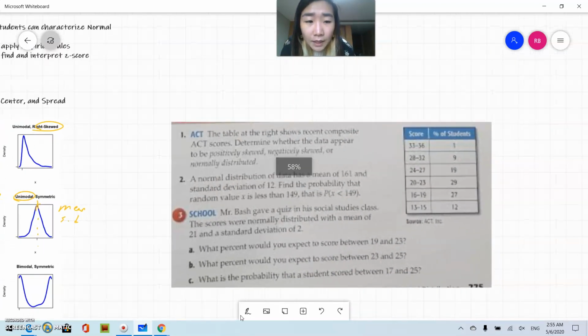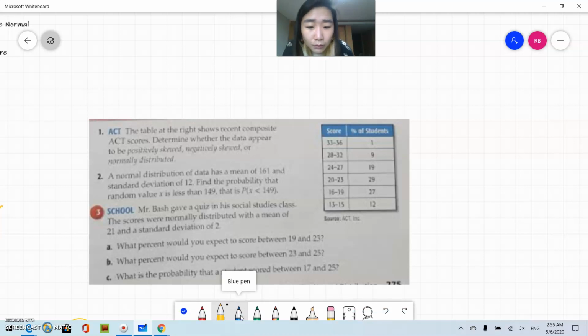So number 1, it says a table at the right shows recent composite ACT scores. It's another type of test like the SAT. It says determine whether the data appears to be positively skewed, negatively skewed, or normally distributed. So I'm going to just briefly draw this. 13, 15, 19, 23, 27, 32, and 36.